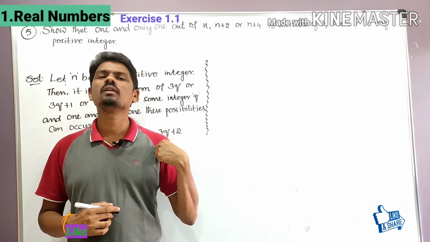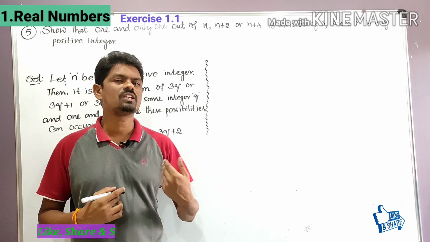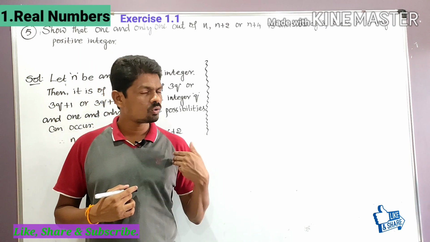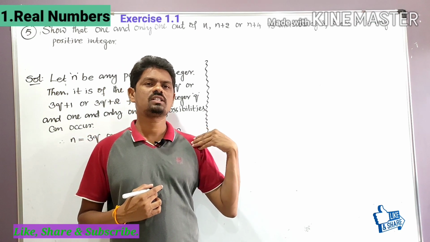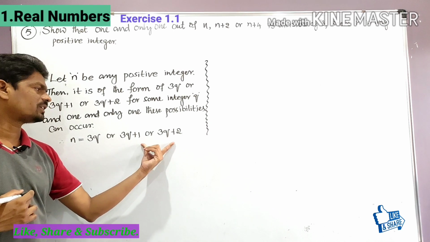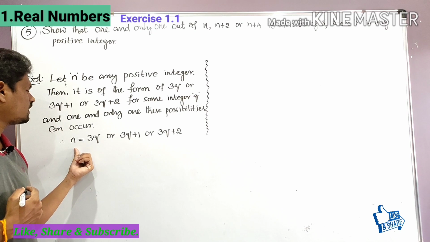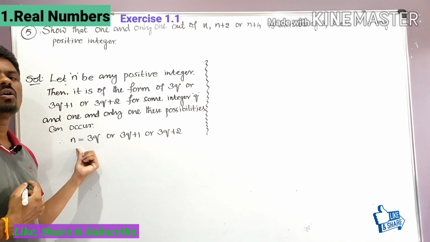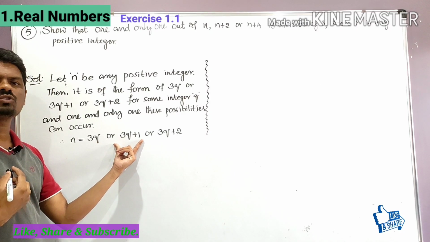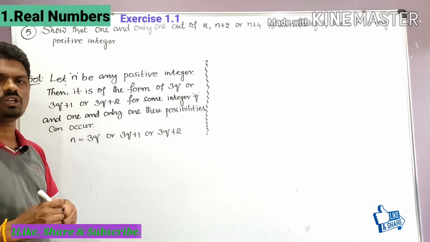So let small n be any positive integer, then it is of the form 3q or 3q plus 1 or 3q plus 2 for some integer q. And one and only one of these possibilities can occur. By taking n equal to 3q, we have to check whether n or n plus 2 or n plus 4, only one is divisible by 3. In the same way, in the second case we have to take n equal to 3q plus 1. In the third case we have to take n equal to 3q plus 2.